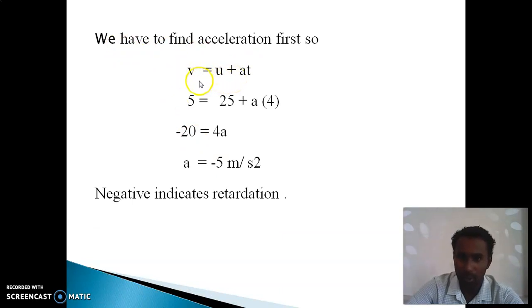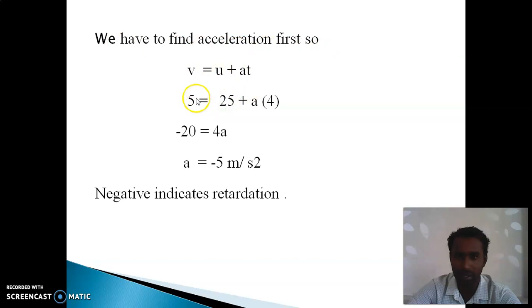As you know, directly you can use a equal to v minus u divided by t. Otherwise we can use the first equation, v equal to u plus at. Both are the same. That is after converting, this is before converting. So we have to find the acceleration first. So v equal to u plus at.